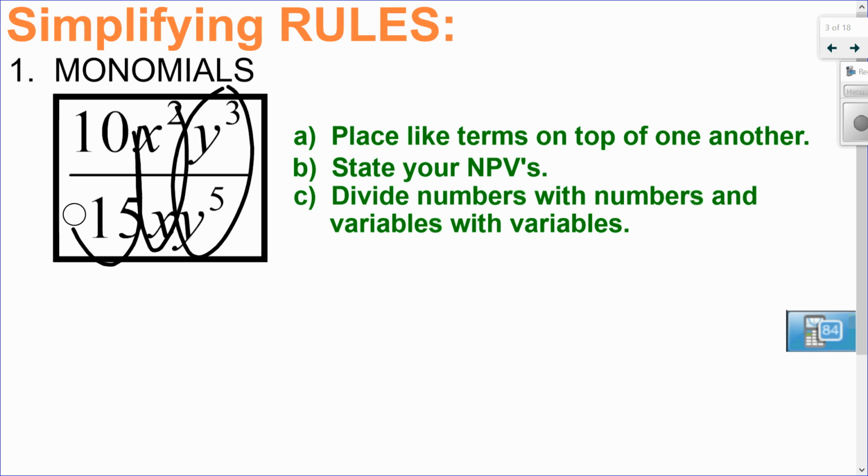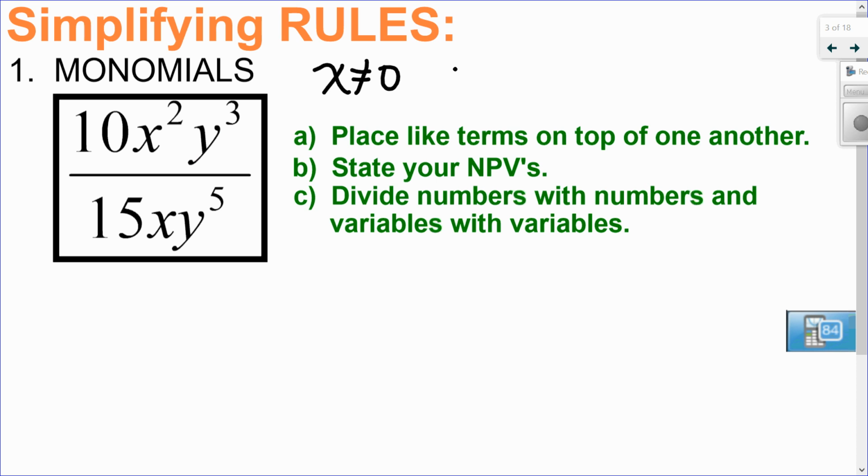Once I've done that, I want to state my non-permissible values. Those are the values that make the denominator equal to 0. Looking at my denominator, I have a monomial, and monomials always have the restriction that the variable can't equal 0. So x and y can't be 0. Now we're ready to simplify.